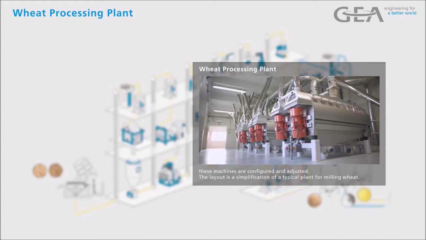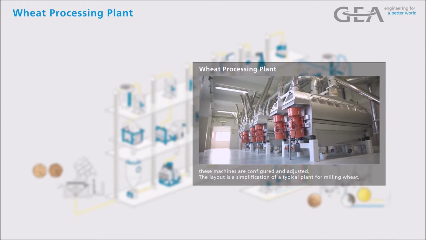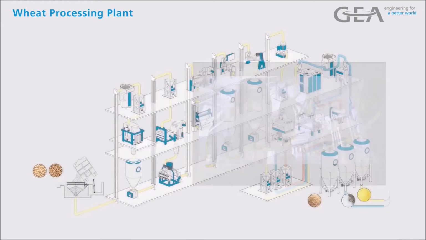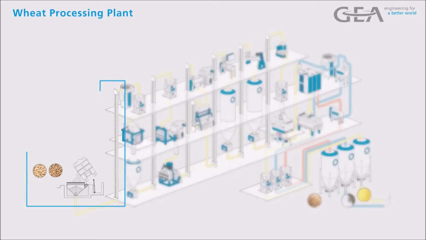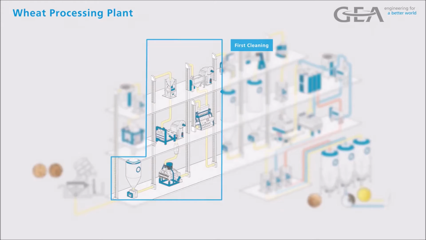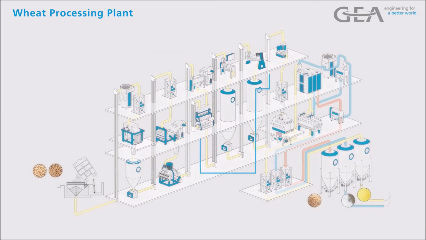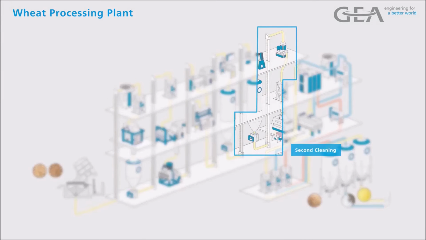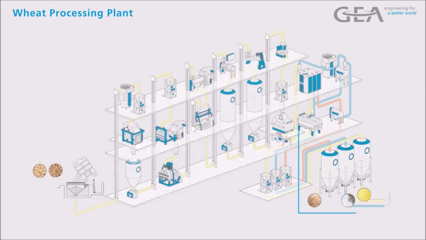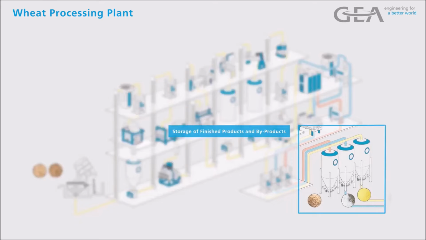The layout is a simplification of a typical plant for milling wheat, composed of various processing sections: intake, pre-cleaning, first cleaning, conditioning, tempering, second cleaning, milling, storage of finished products and byproducts.